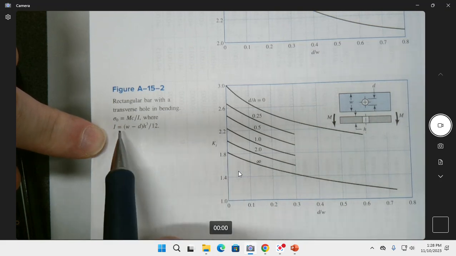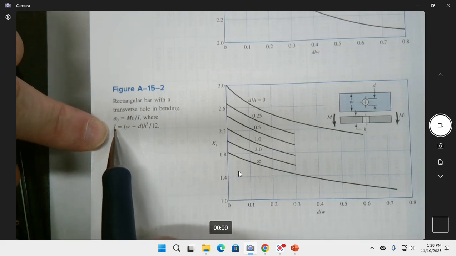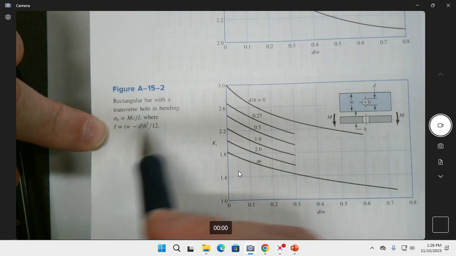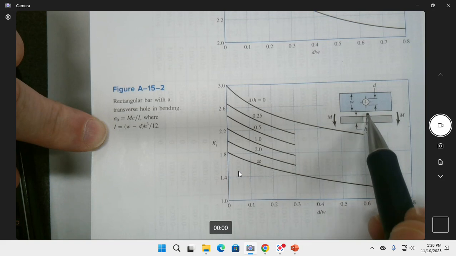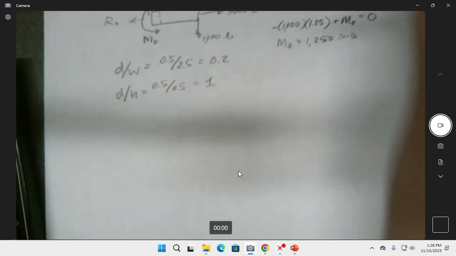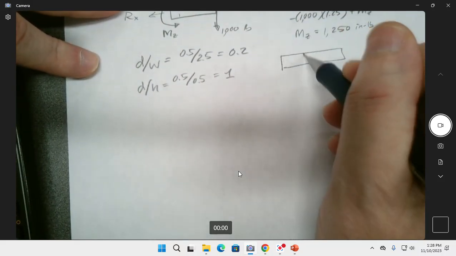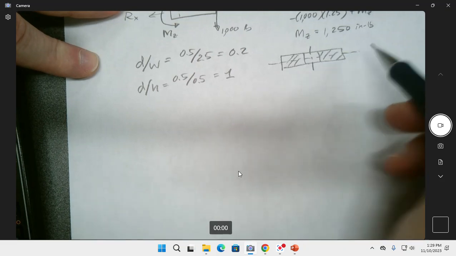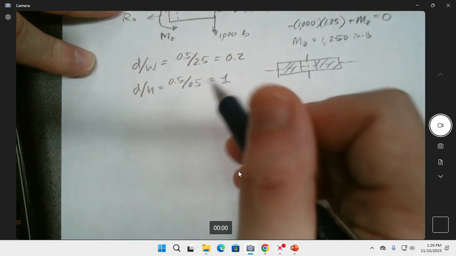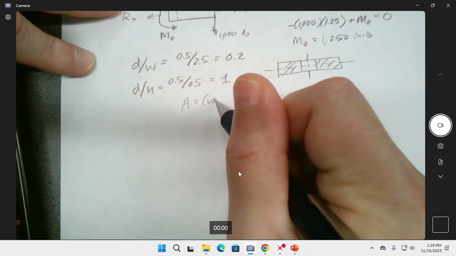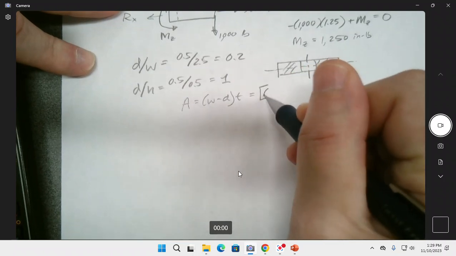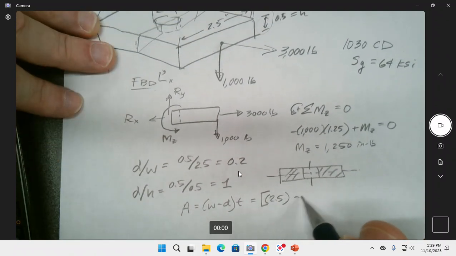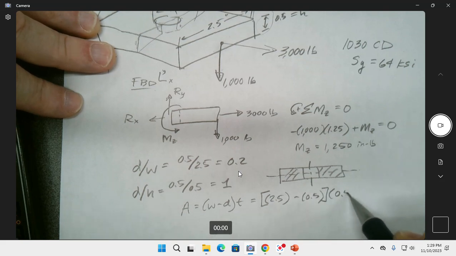And then for the I, looking at the geometry, I is equal to W minus D times H, or thickness, cubed over 12. It makes sense if you take a look at the cross section through this, which you're not really seeing right there. Here's the hole. So here's my hole right here. And then here's the axis about which this thing is bending, right there. So that A is going to be W minus D times thickness, or 2.5 minus 0.5 times 0.5. Is that going to be equal to 1?